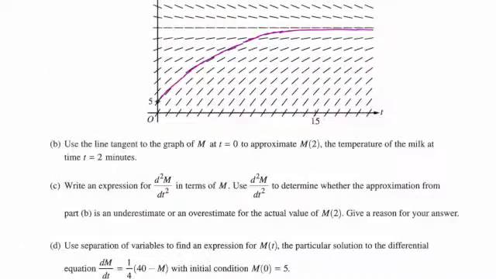Now, let's solve part C. It says write an expression for d squared m dt squared in terms of m. Use this to determine whether the approximation from part B is an underestimate or an overestimate for the actual value of m of 2. Give a reason for your answer. Here we can understand that because it's concave down, it is an overestimation, because for example the real value of m of 2 is this, and the approximation is this. But let's show it with d squared m dt squared.